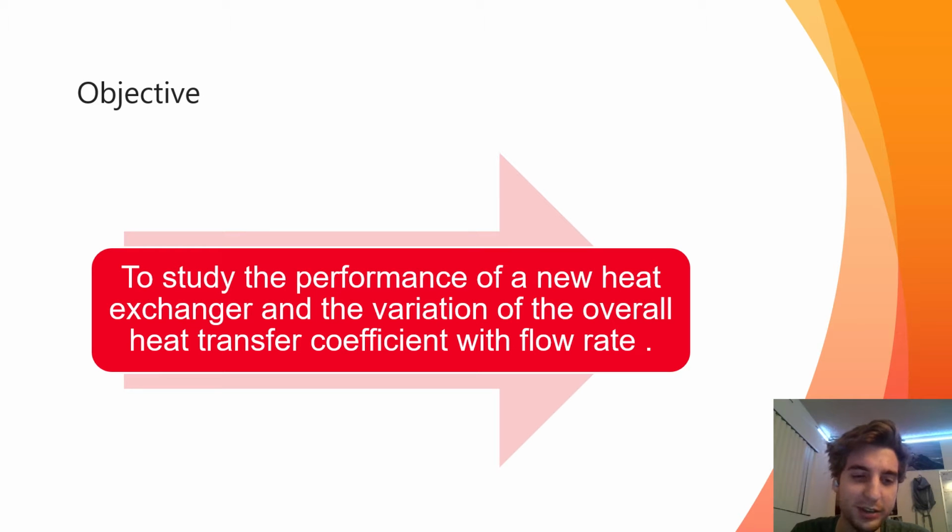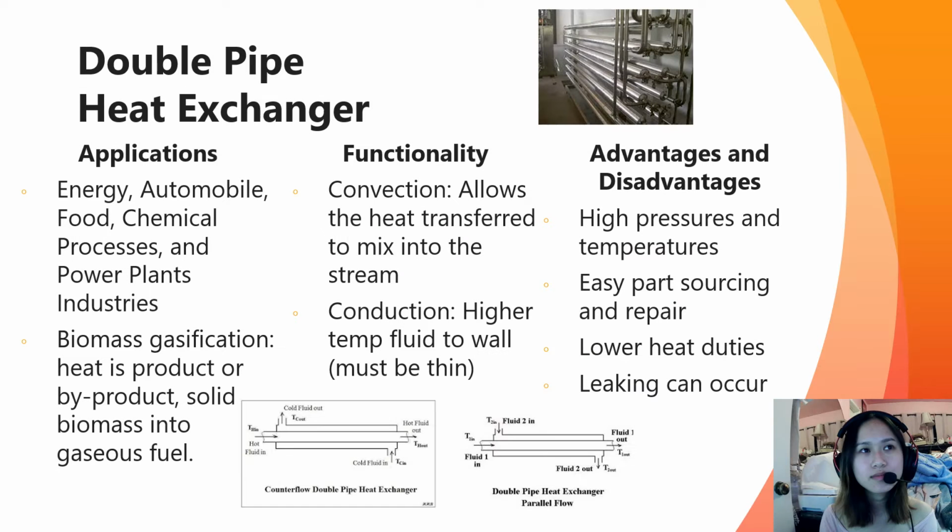Objective. The objective of this lab is to study the performance of a new heat exchanger and the variation of the overall heat transfer coefficient with flow rate. A double pipe heat exchanger uses heat recovery, an essential of chemical engineers, to transform one energy form to another energy form. Heat exchangers are used in a variety of fields, such as energy, food, chemical processes, and power plant industries.